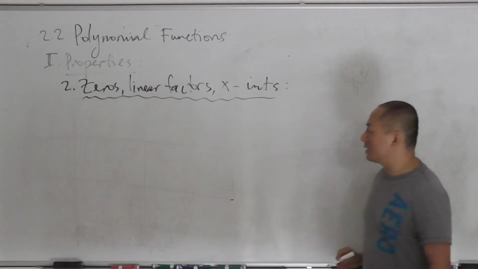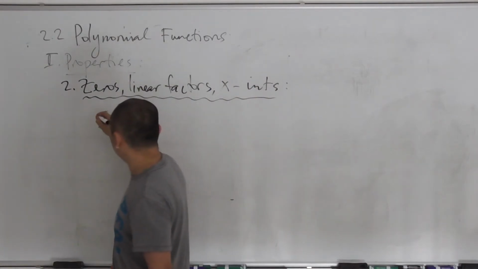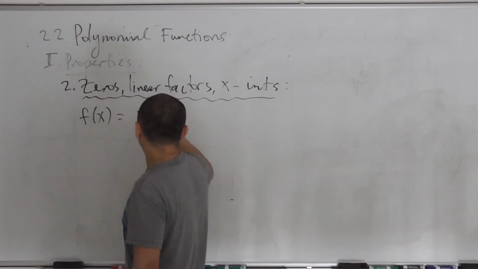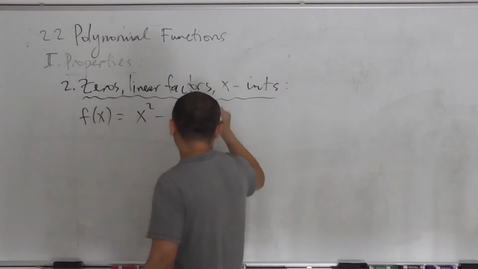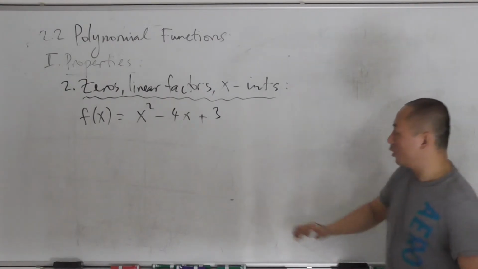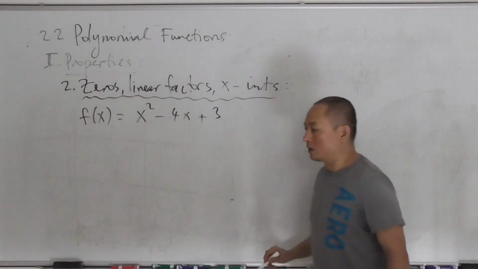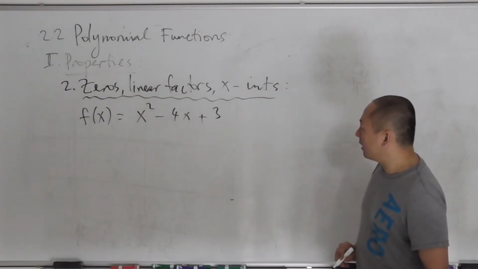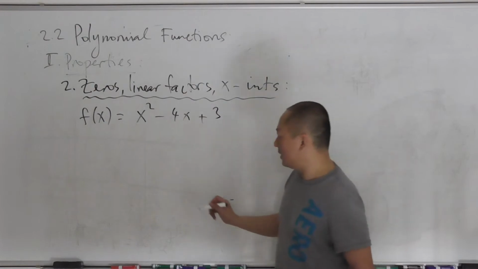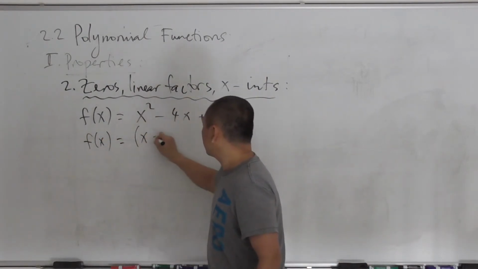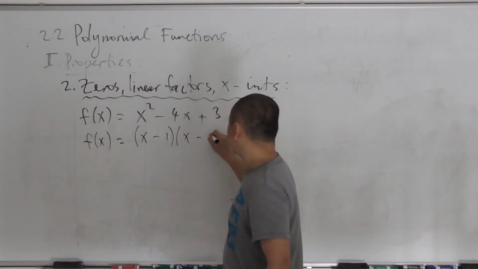Alright, so let me start with an example. Let's go with a simple, easy one. Say f of x equals x squared minus 4x plus 3. A very simple example. This is a quadratic function, or a polynomial of degree 2 with leading coefficient 1. Okay? Now, can we factor this out? Of course, yes. f of x, factored, is going to be x minus 1 times x minus 3.